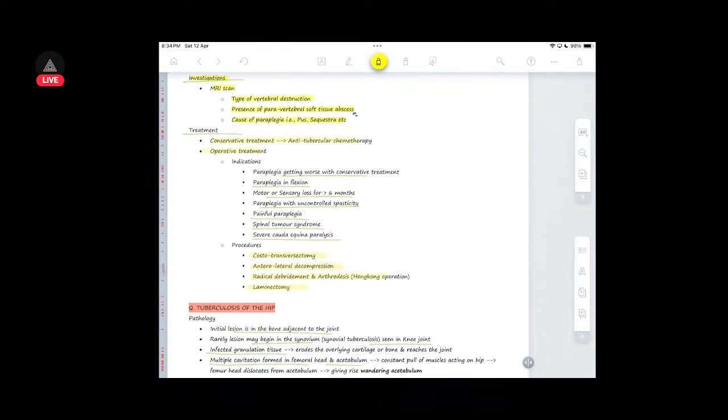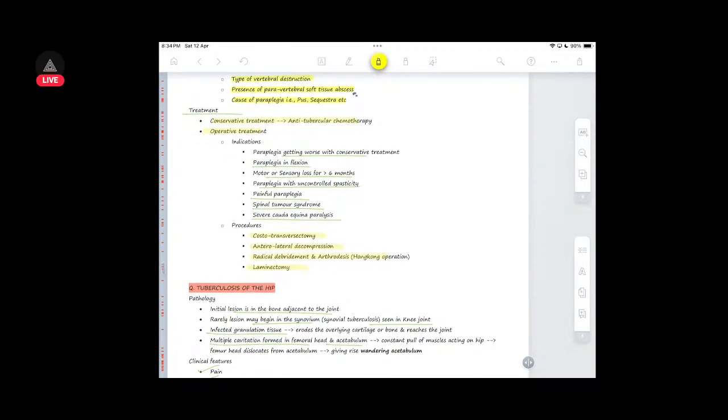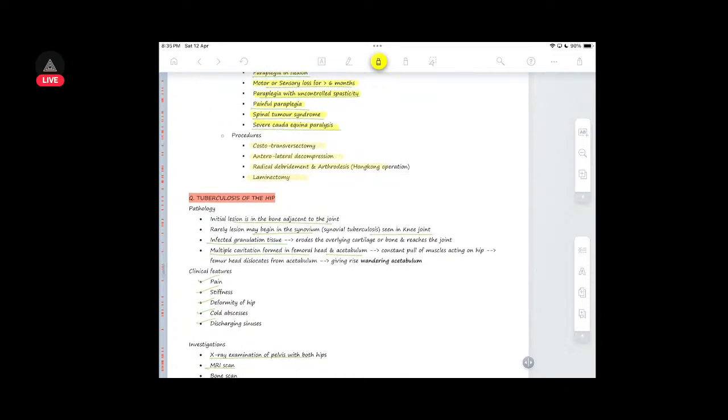So treatment: you can give conservative treatment, anti-TB chemotherapy, and operative treatment. Operative treatment is for paraplegia getting worse with conservative treatment, paraplegia with infection if it's already there, motor or sensory loss for more than 6 months, paraplegia with uncontrolled spasticity, painful paraplegia, spinal tumor syndrome, and severe cauda equina paralysis. You can do costotransversectomy, anterolateral decompression, radical debridement and arthrodesis, Hong Kong operation, and laminectomy. All of them can be done.